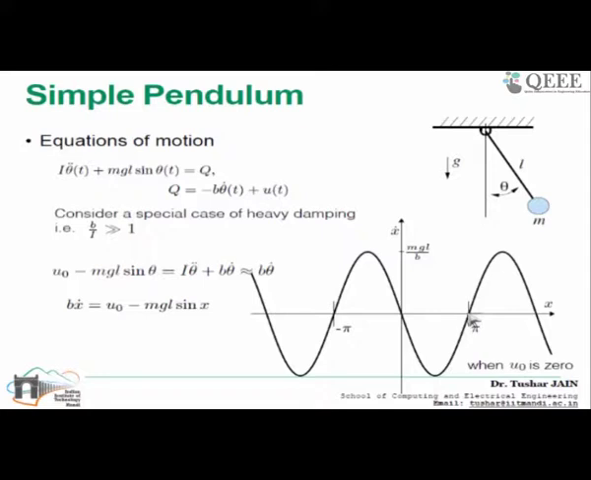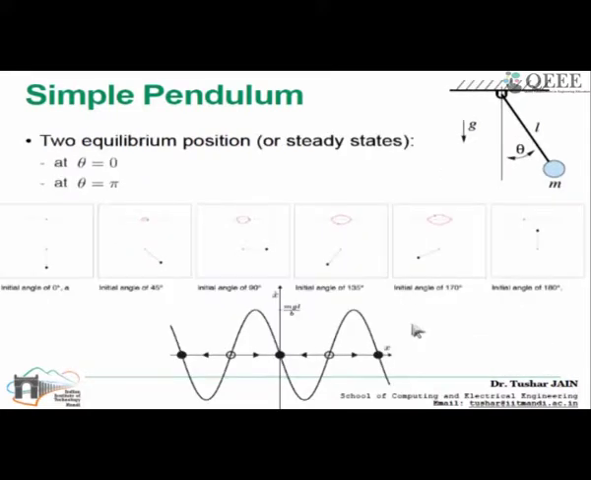Okay, right? So next we see that there are two equilibrium positions that we have identified. Let's say within the range 0 to pi only, we have an equilibrium position, or steady state, at theta equal to 0 and at theta equal to pi. Now we need to see, and obviously you can also see by yourself with a simple pendulum, which would be the stable steady state and which one would be the unstable steady state, right?